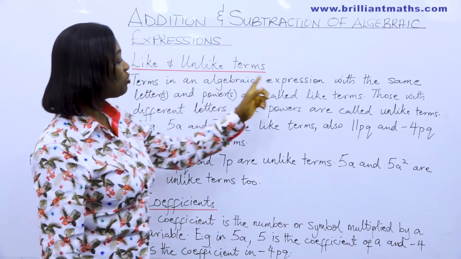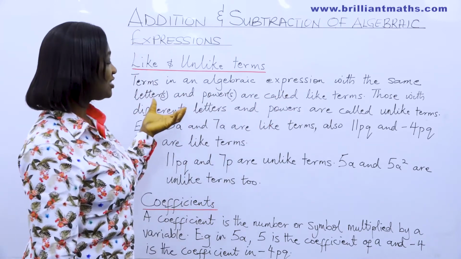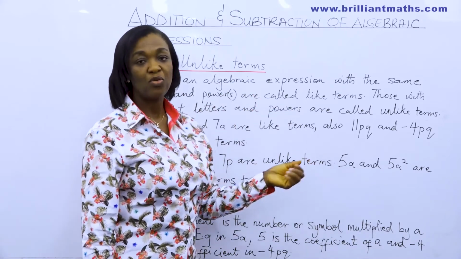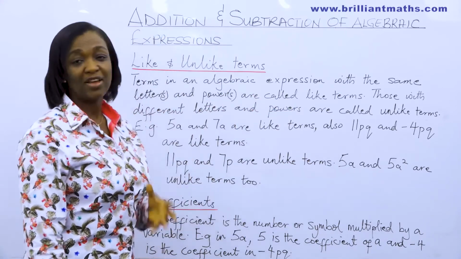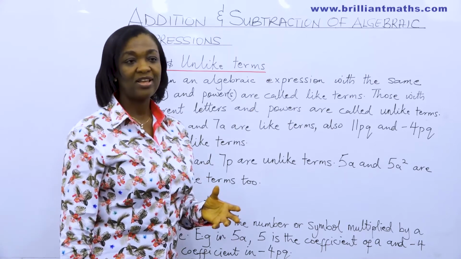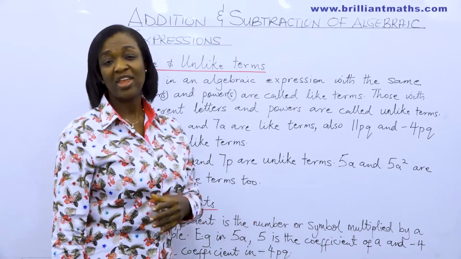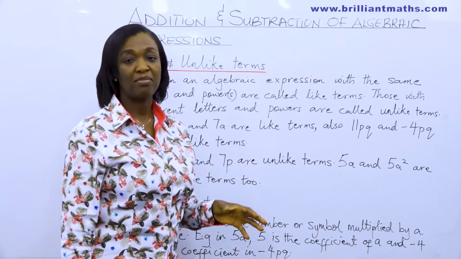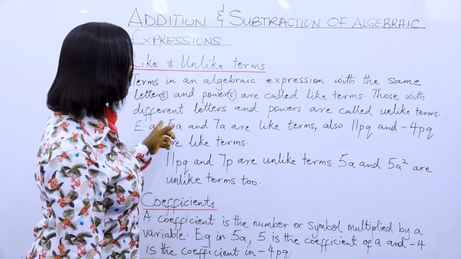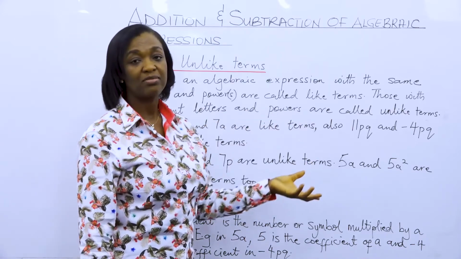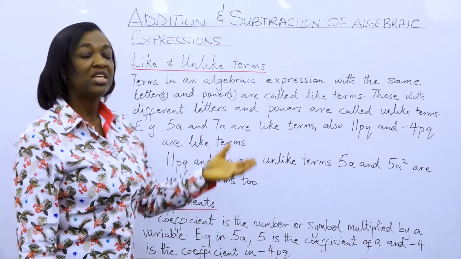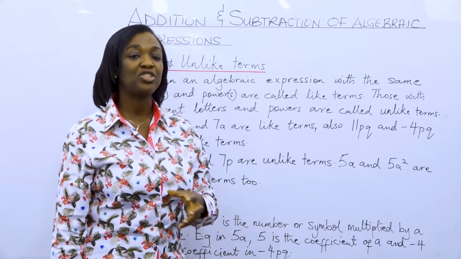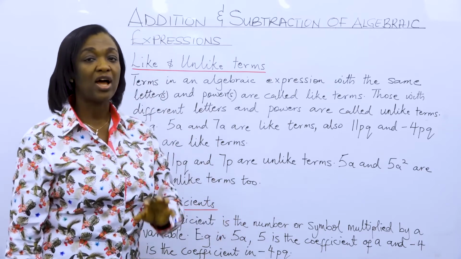Terms in an algebraic expression with the same letters and powers are called like terms. We mean 5a and 7a are like terms. 14b and 6b are like terms because both terms have b in them. But those with different letters and powers are called unlike terms. For example, 7a and 7b. Both of them have 7, but the alphabet attached to them are different, so the terms are unlike.